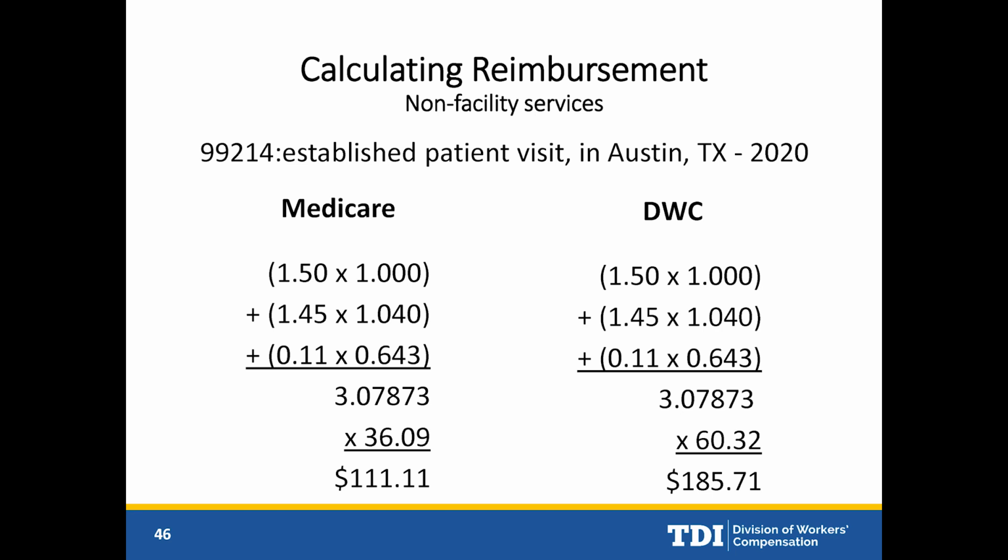Looking at reimbursement in workers' compensation, you can see that we use the same calculation, the same RVUs, the same GPCIs, results in the same number, and you multiply it by the conversion factor. In this case, it's going to be the conversion factor for 2020, 60.32, and reimbursement for workers' compensation, the same service provided to an injured employee, is $185.71. 2019 workers' comp reimbursement was 164% of the Medicare reimbursement. In 2020, reimbursement is 167% of the Medicare reimbursement amount.